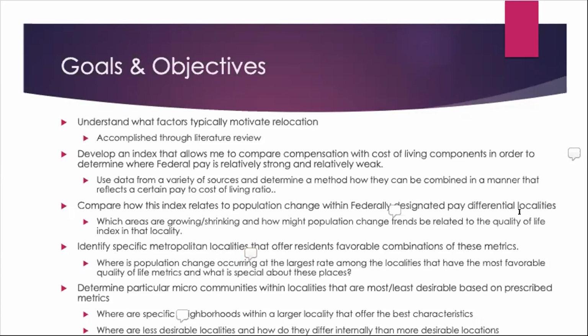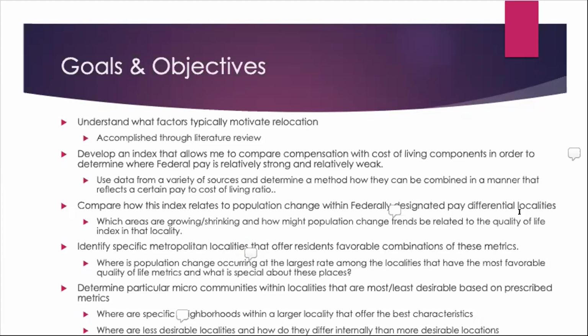I also want to identify specific metropolitan localities that offer residents favorable combinations of these metrics. So where is the population growth occurring at the largest rate? And then where is it occurring at much lower rates? And what are the differences in terms of characteristics in these localities? And then within localities, I also want to look at what's special about certain communities within larger localities.